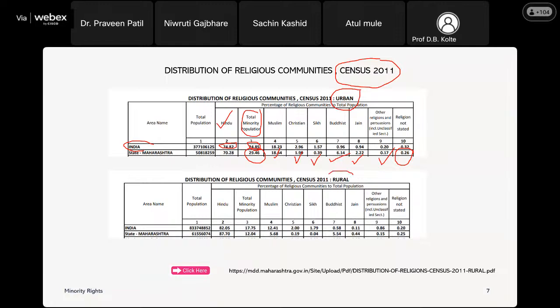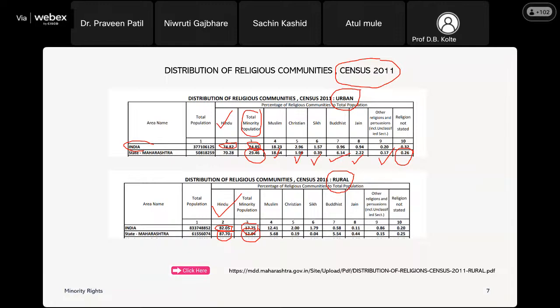Probably the similar figures with little bit here and there changes go in respect of rural areas also. In rural area, there is 82% who constitute the dominant Hindu community, 87% in the state of Maharashtra. And the total minority population as far as India is concerned is 17% as far as rural area is concerned. And for the state of Maharashtra, it is 12.94%.